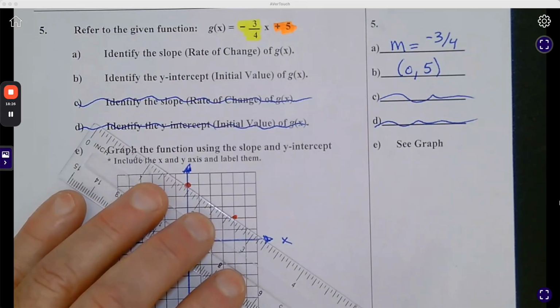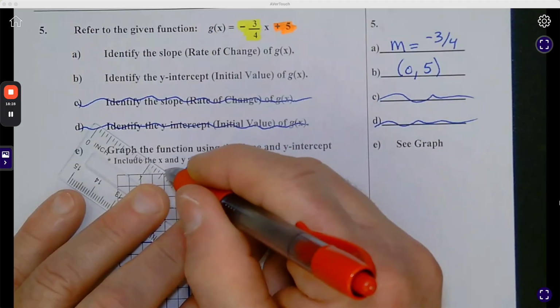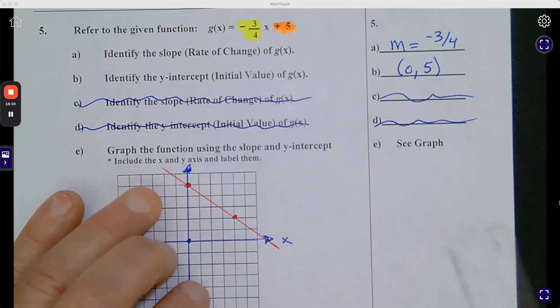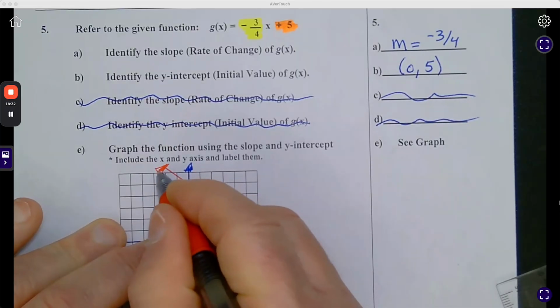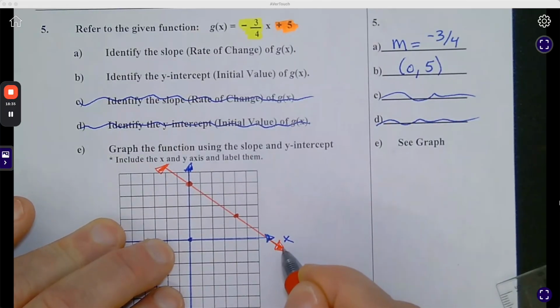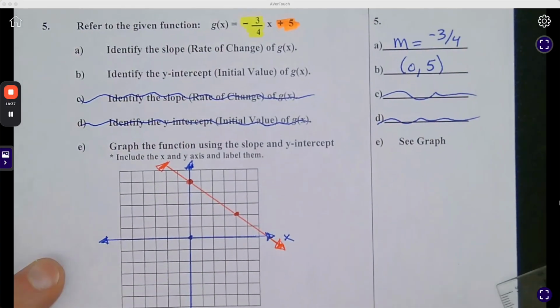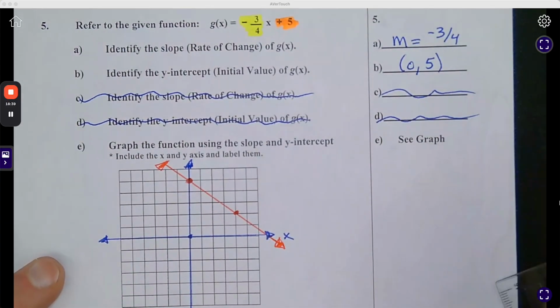Negative slopes always go down from left to right. It's like walking downhill. So notice this line goes down from left to right, as the negative slope says it should.